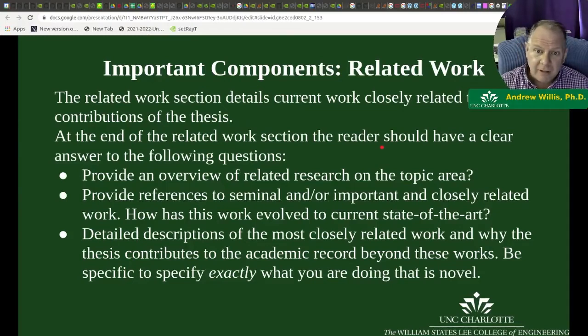So at the end of a related work section, the reader should have a clear answer to all of the questions that we have here with a bullet. So you provide an overview of related research in the topic area. Now this doesn't have to be very specific, but you might provide some kind of categorization. Say that we are doing a thesis on whether a human being can watch paint dry. I don't know. And so what research has been done?